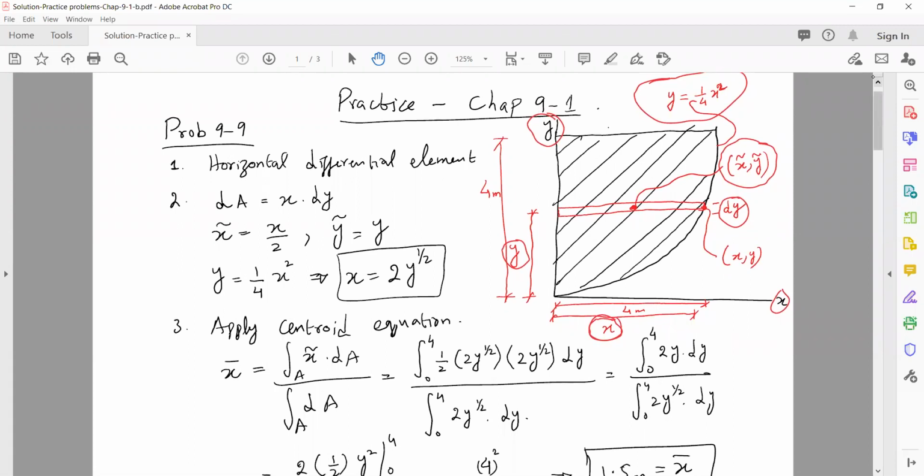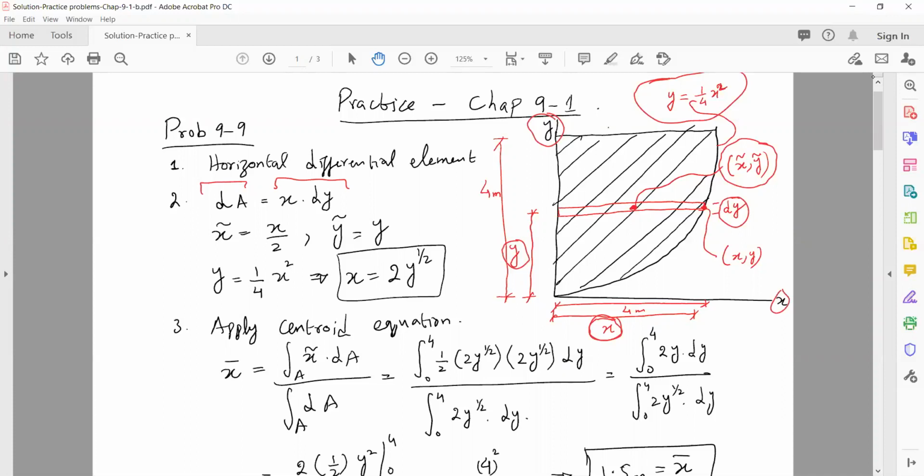Okay. So first of all, let's find the area, dA. What is the area of this horizontal differential element? It's x times dy, right? So thickness times the length, x times dy, is the area of this horizontal element.